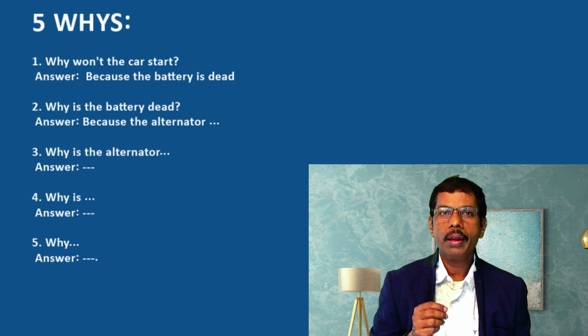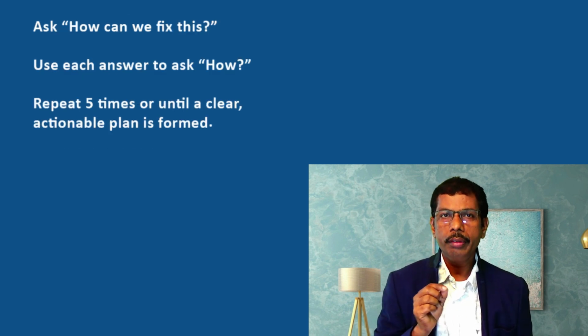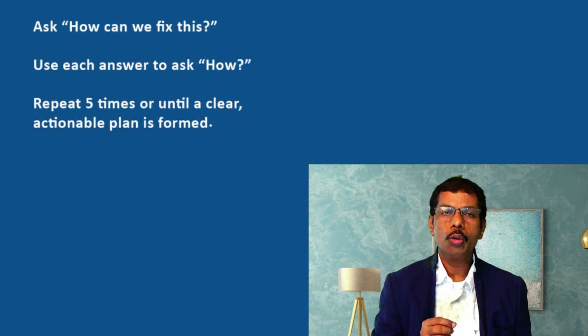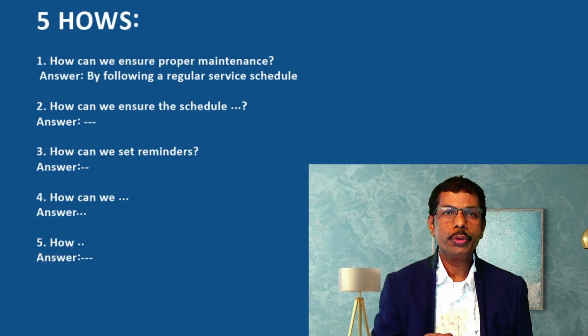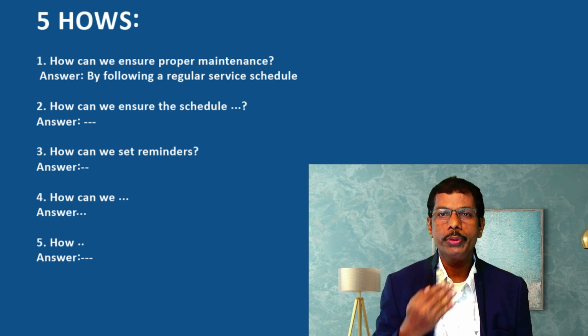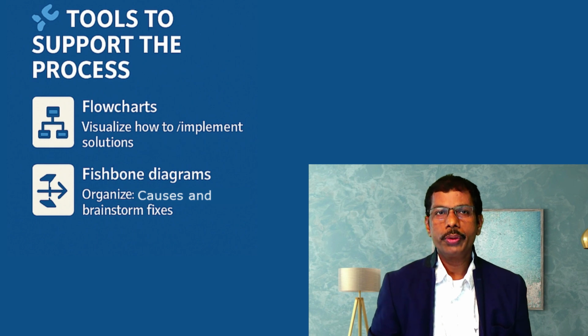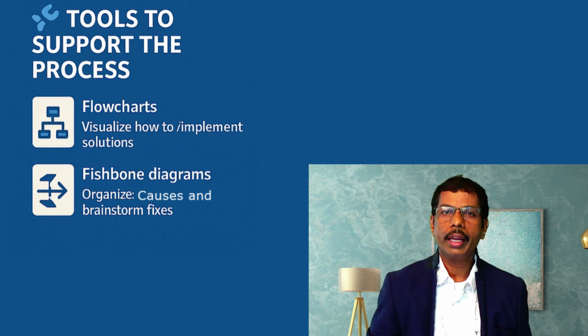Next, use the 5 hows method for solution building. After identifying the root cause, ask how can we fix this. Use each answer to ask how again to dig deeper into solutions. Repeat 5 times or until a clear, actionable plan is formed. The tools you can use are flowchart and fishbone diagram, which will help us to brainstorm and organize causes and solutions.